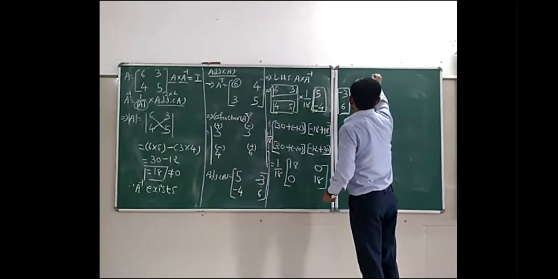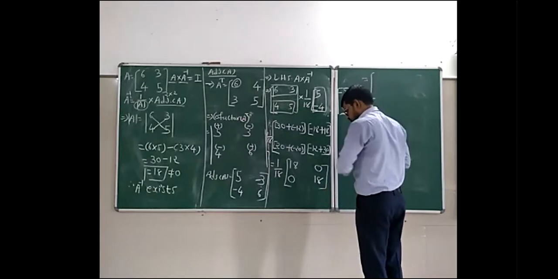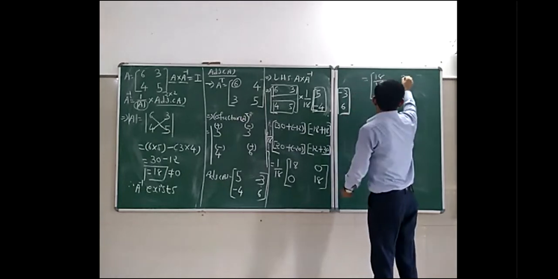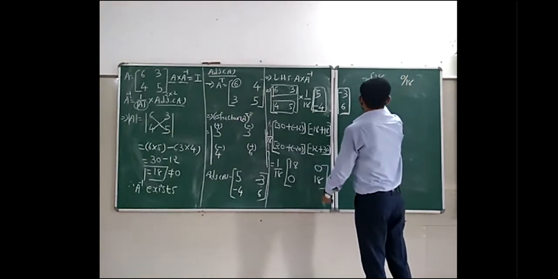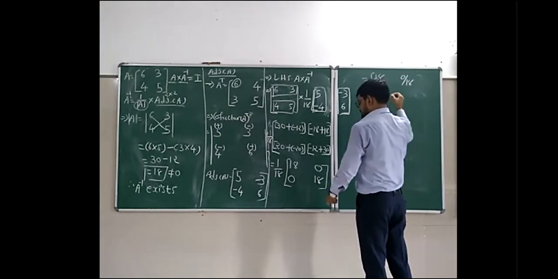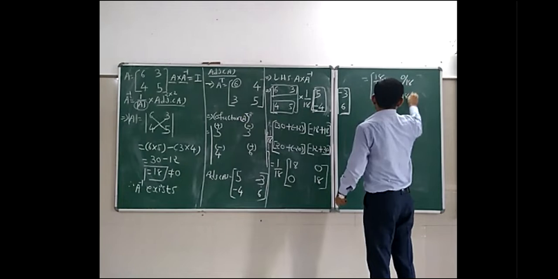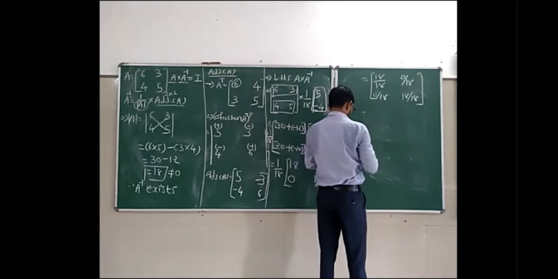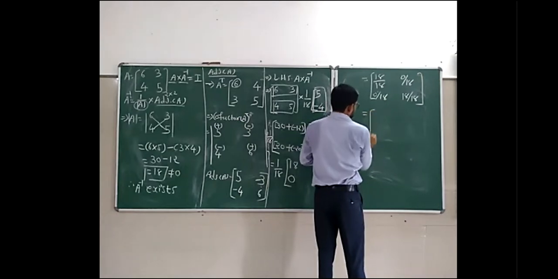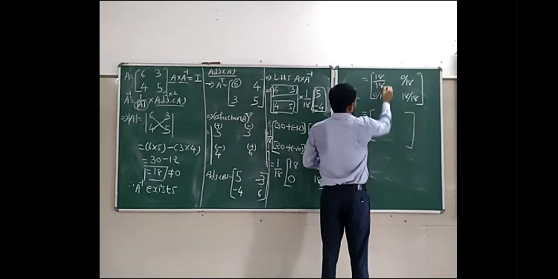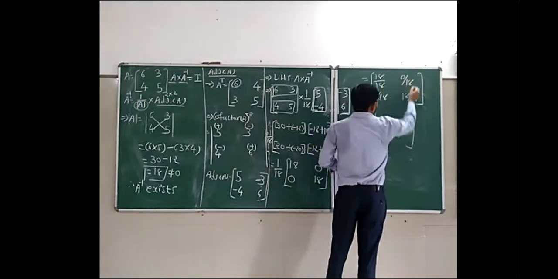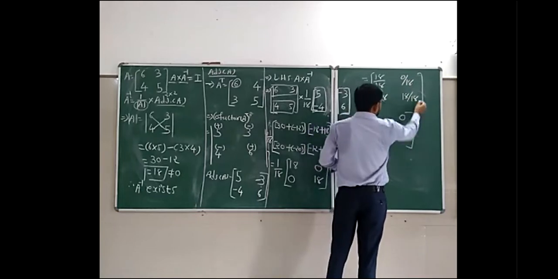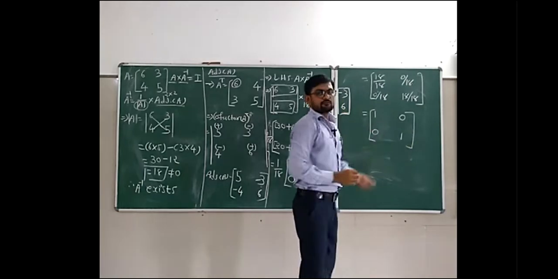So we'll write here 18 divided by 18, 0 divided by 18, 0 divided by 18, and 18 divided by 18. So finally we will get the answer as 18 divided by 18, 1, 0 divided by anything, 0, 0 divided by anything, 0, and 18 divided by 18, 1.